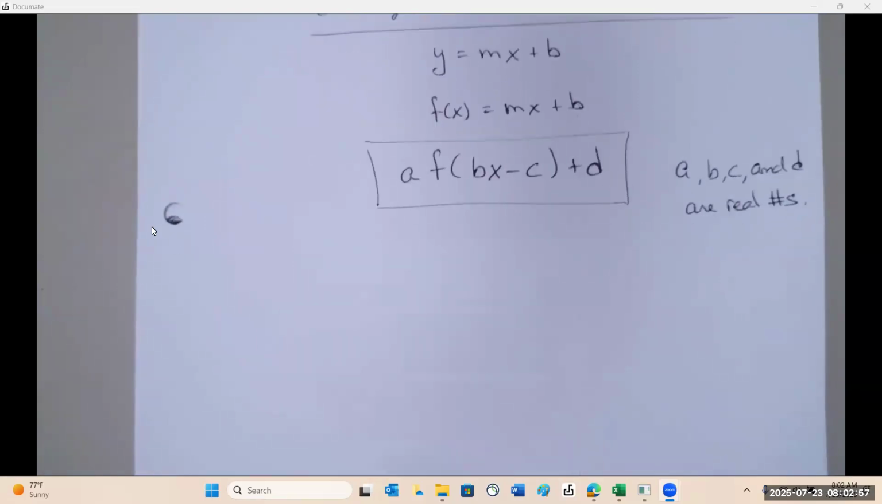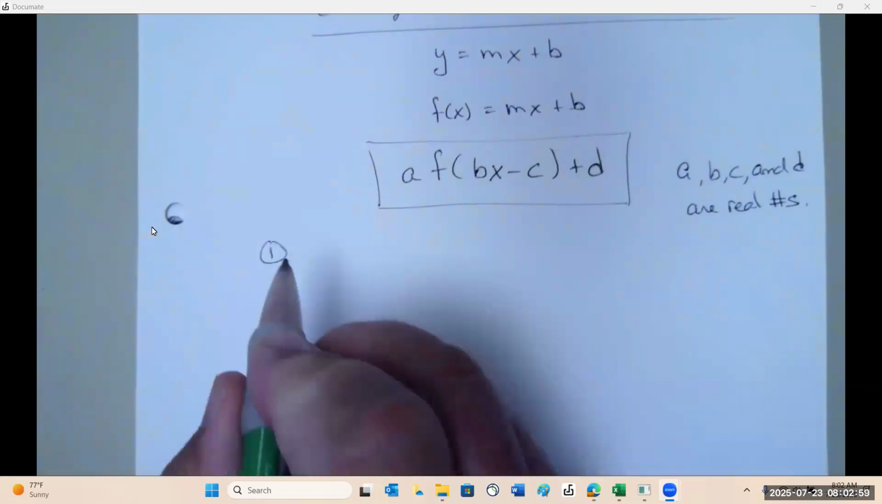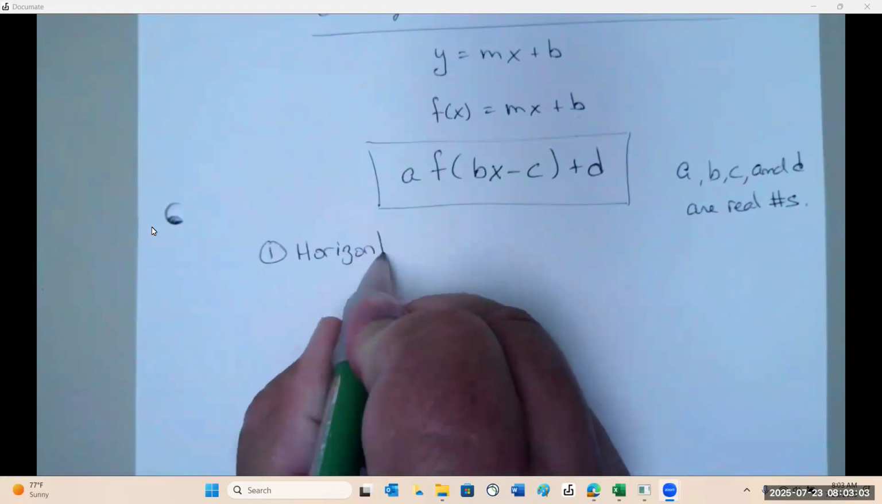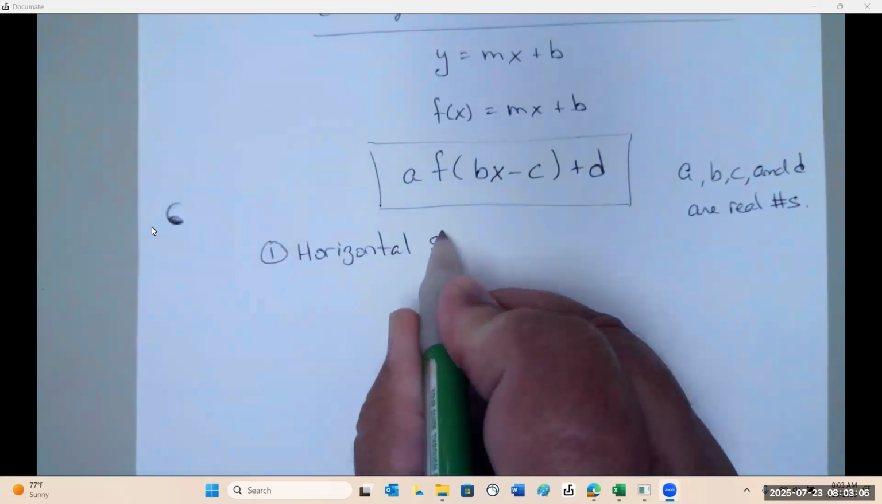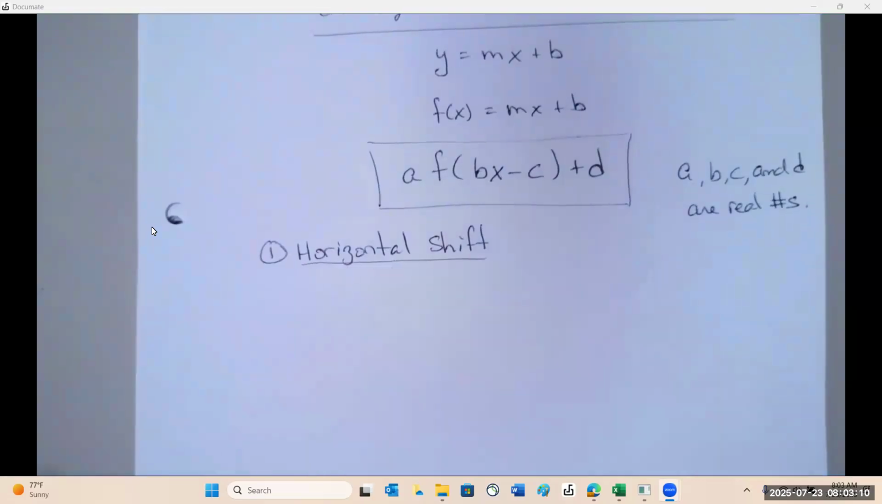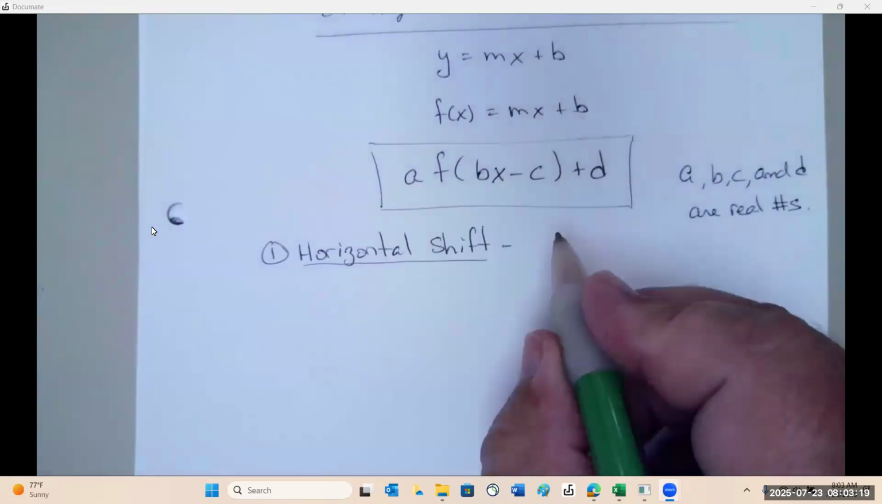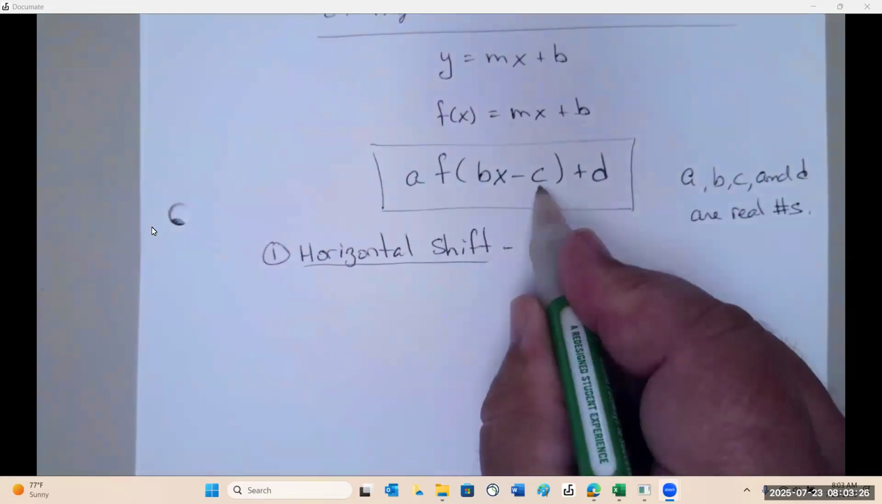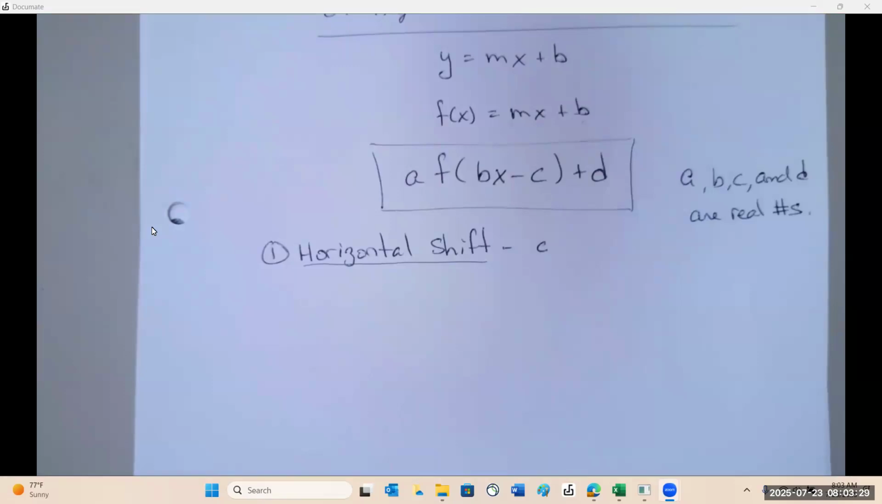So the four types. The first type we're going to talk about is the horizontal shift, the left and right movement of the function. Out of this whole thing, that's defined by C. Your C term, this one right here, defines what your horizontal shift is going to be.